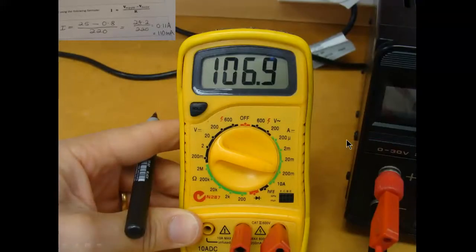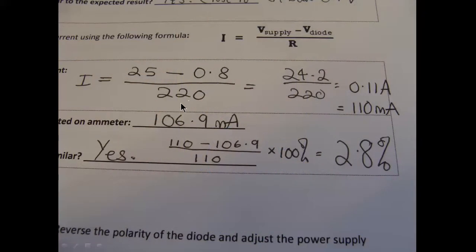Now if we look at the ammeter, it's showing 106.9. So there's our calculated, there's our reading from the meter, and they're fairly similar. We can work out the percentage difference. There's our 110 minus our 106.9 that we measured, divided by 110. If we times that by 100, it gives me 2.8%. So there's a 2.8% error between our measured and our calculated.